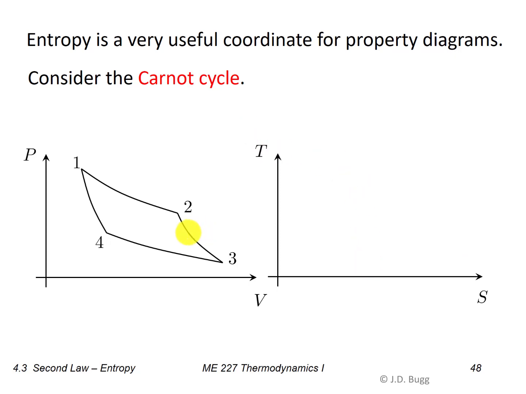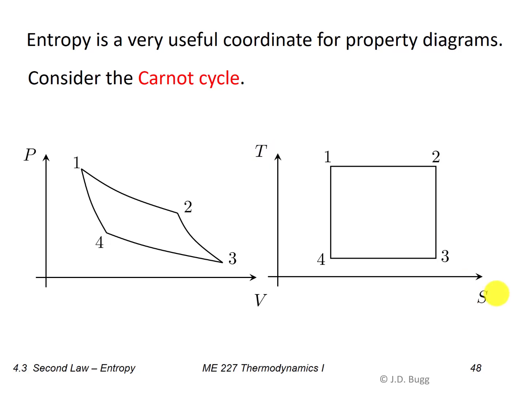The other 2 processes, remember, are reversible adiabatic processes. Well, if they're reversible and adiabatic, it means they're isentropic. In other words, the entropy is not changing, so that means they're vertical lines on the TS diagram. So the Carnot cycle plotted on a TS diagram is 2 horizontal lines and 2 vertical lines. 1 to 2, 2 to 3, 3 to 4, and 4 to 1 completes the cycle. So again, it's a cycle, so we always have to get back to our original spot because we're plotting as a function of 2 state properties.